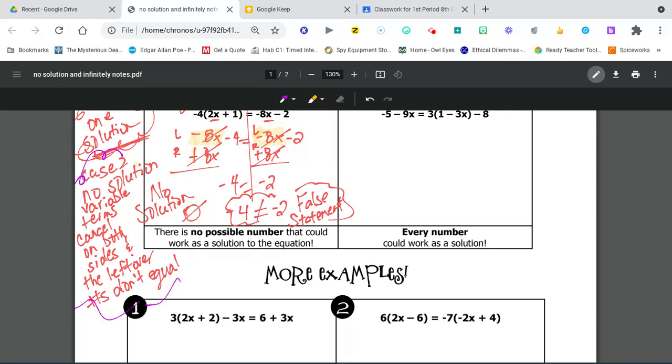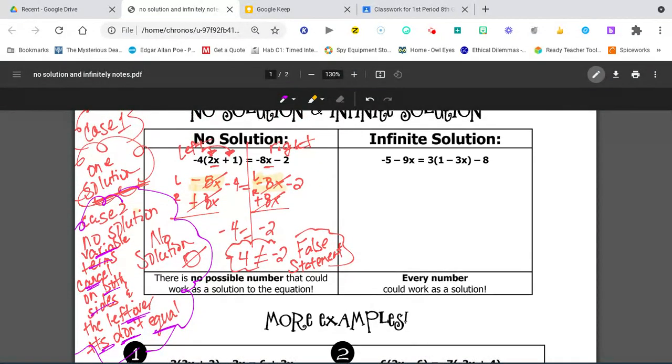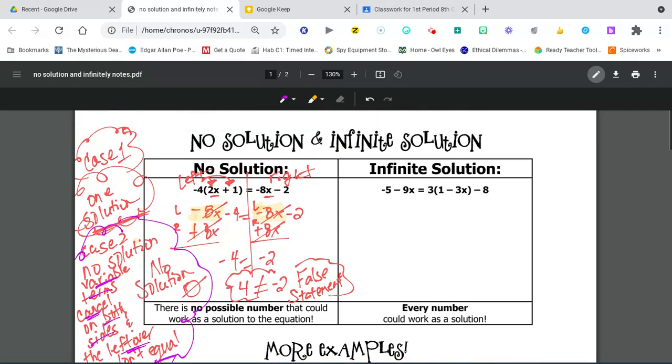But again, if you're looking at case 2, the variable terms have to cancel on both sides first before you can possibly get a case 2. And the leftover numbers will not equal, okay? In case 1, you still got an x. One solution. In order for case 1 to happen, a variable term has to remain. In other words, variable terms don't cancel on both sides.